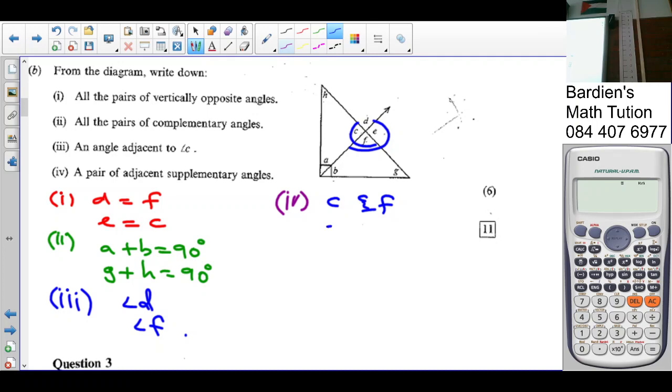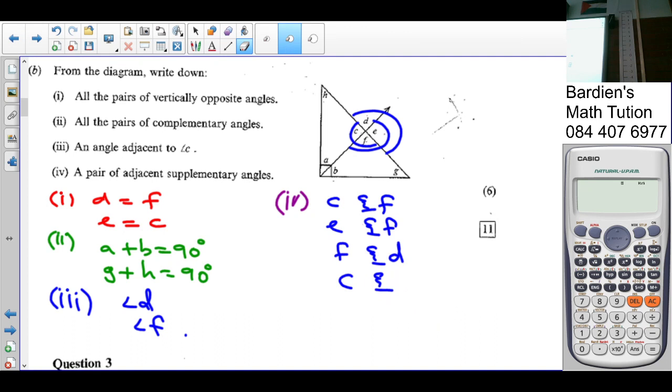There's another one: E and F. There's another one: F and D. And there's another one: C and D. Okay? You all okay with that?